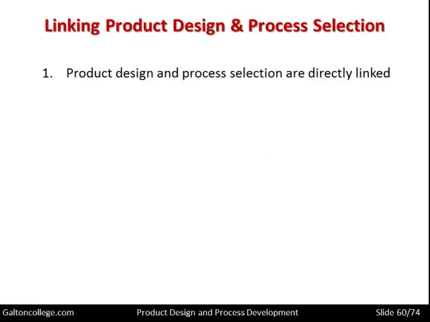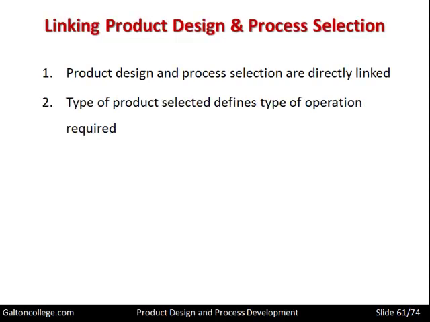Linking product design and process selection. Well, product design and process selection are directly linked. The type of product selected defines the type of operation required. So the design of the product and the process selection are linked. The more complex the design, perhaps more processes are required. The more straightforward the design, the easier the processes can be.